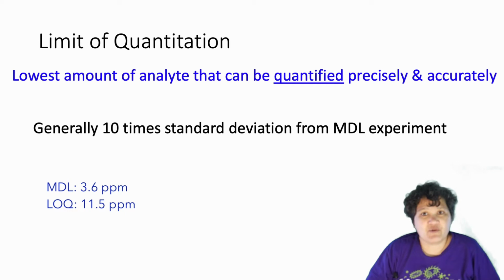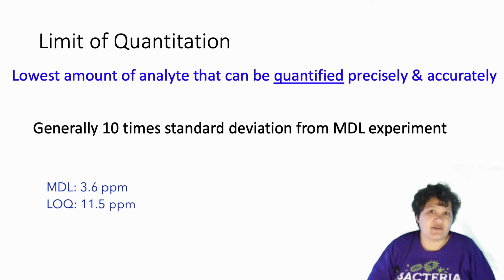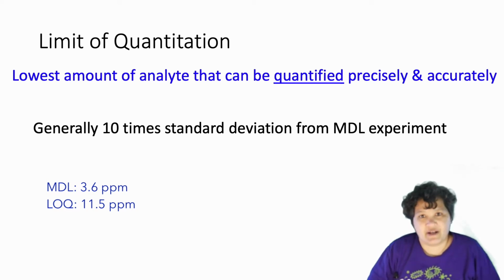In this case, that would give us a value of 11.5 parts per million for our LOQ. Basically, if we get a reading between our MDL of 3.6 parts per million and our LOQ of 11.5 parts per million, that means we definitely have analyte in our sample. We just can't be sure quite how much.